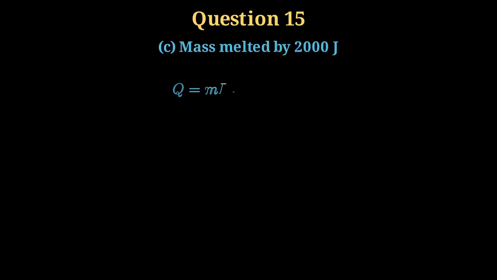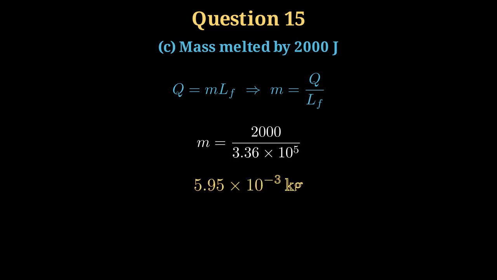Part C. A block of ice at 0 degrees is given 2,000 joules. The heat to melt is Q equals m times the latent heat of fusion, so mass m is Q divided by L(F). Substitute 2,000 joules over 3.36 times 10 to the 5. That gives 5.95 times 10 to the minus 3 kilograms of water.